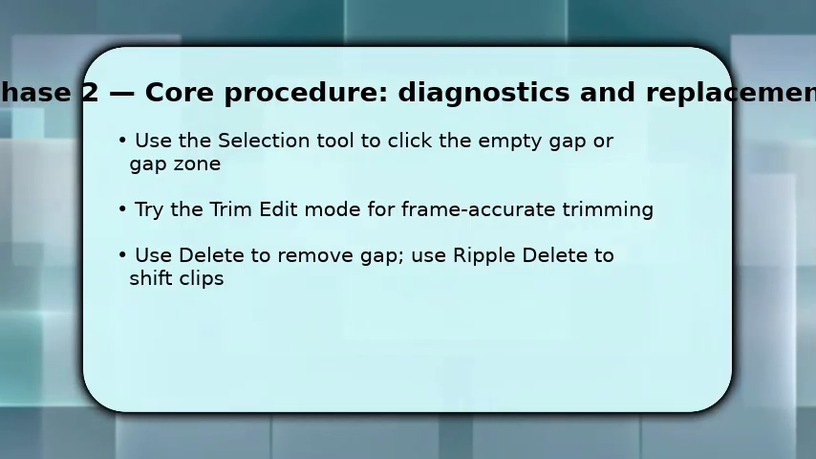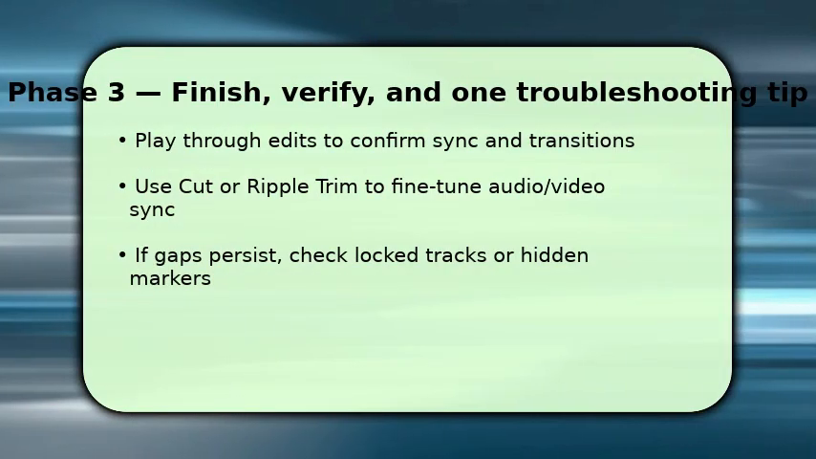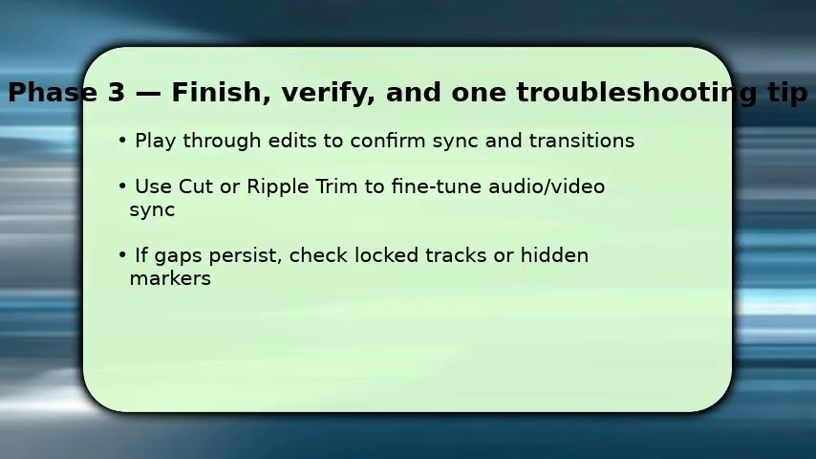Finish by playing through the affected section to confirm audio stays in sync and transitions remain smooth. You'll catch dropped frames or awkward cuts this way. If timing needs fine-tuning, use cut or ripple trim tools to nudge clips by frames.